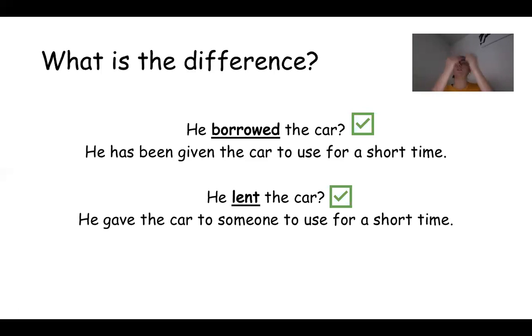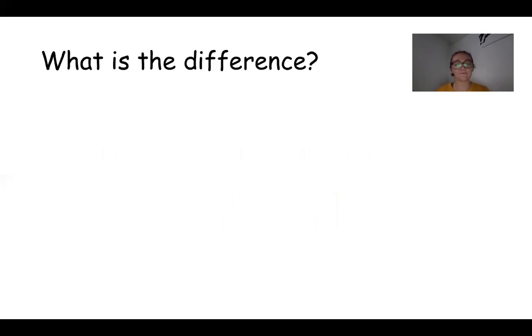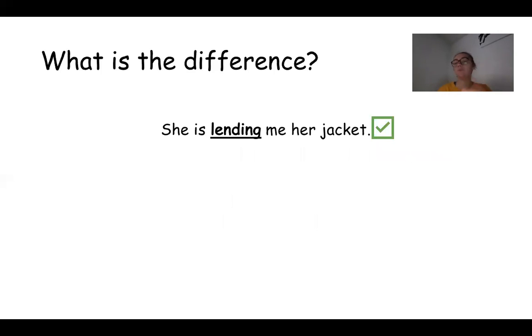Somebody else gave him the car to use for a short time instead of him giving the car. You say he lent, it means you give. You say he borrowed, it means somebody else gave it to him. So what's the difference? She is lending me her jacket. So just like all the other verbs, you can put an ing at the end, right? Lending, borrowing.